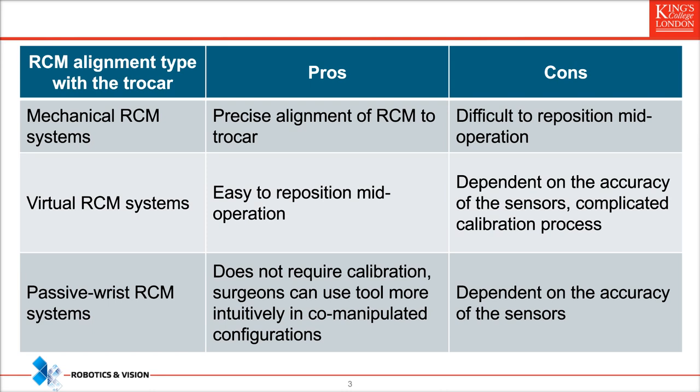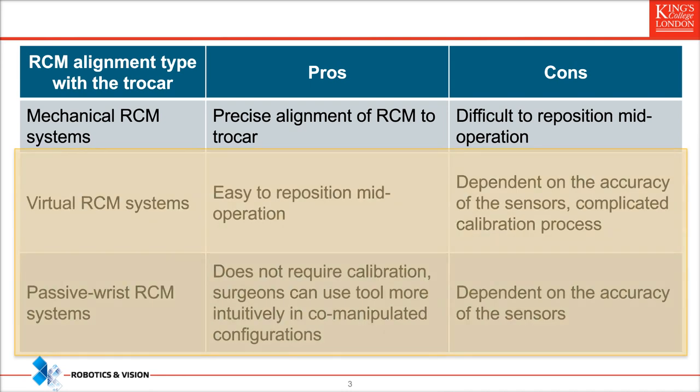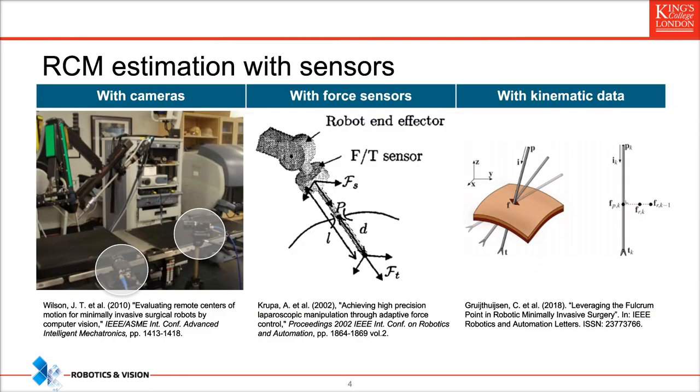The sensor system used to estimate RCM can be broken down into three types: visual systems, force sensing systems, or using kinematic data from the robot. Here's an example for each. In the first picture, Wilson et al. uses two external cameras that view the surgical workspace to track the instrument pose.